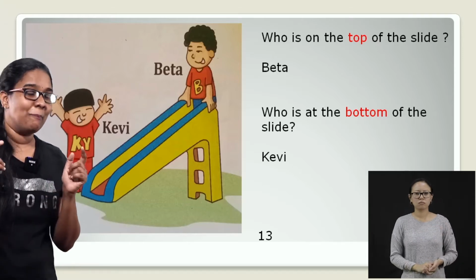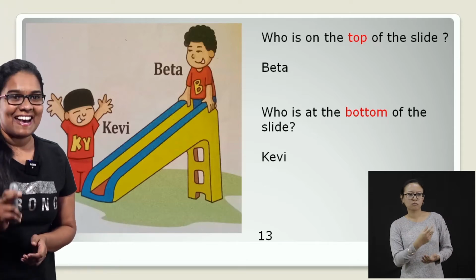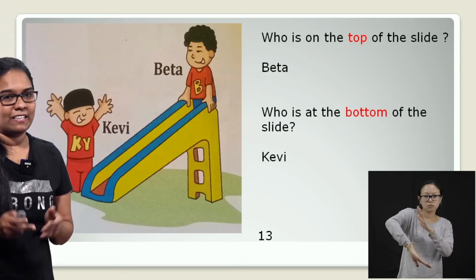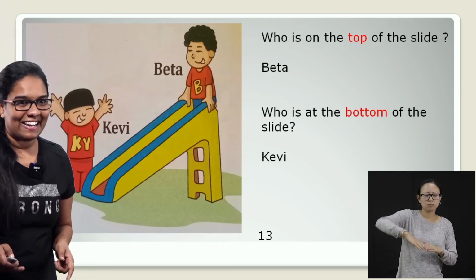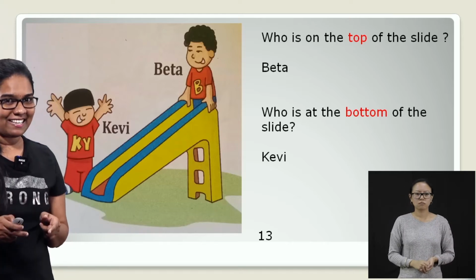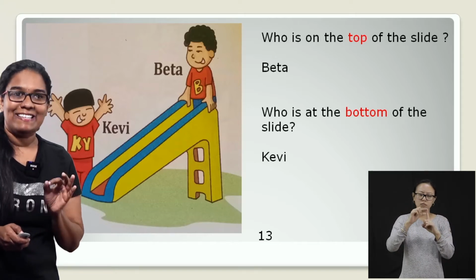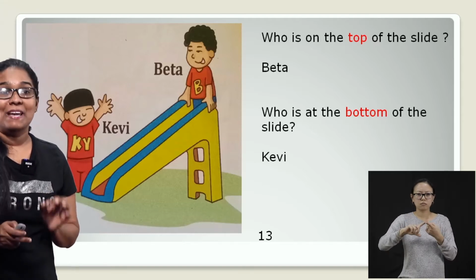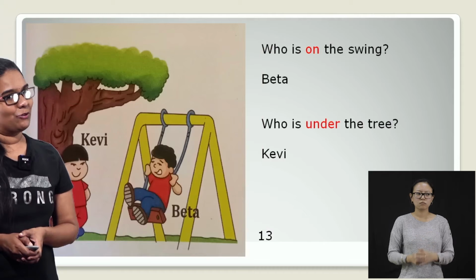Who is on the top of the slide? Yes, it is Beta. Beta is on the top of the slide. Then who is at the bottom of the slide? Yes, it is Kevi. You are right. Kevi is at the bottom of the slide. T-O-P, top. B-O-T-T-O-M, bottom.